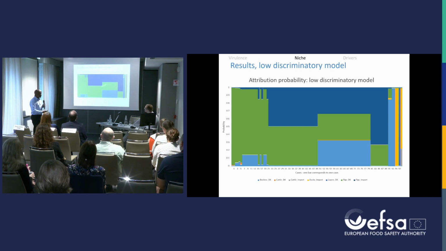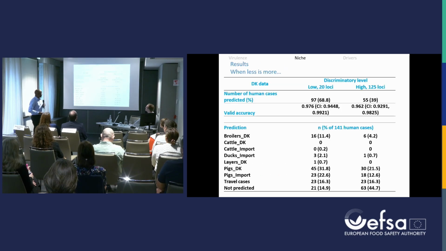And you can see the big color here is Danish pig. And we have imported pig. So pork was really an important source of infections. We evaluated also cattle and others. In this case, pork was important as a source. And I also mentioned that prevalence and consumption might also influence this, because it's a main food also in Denmark.